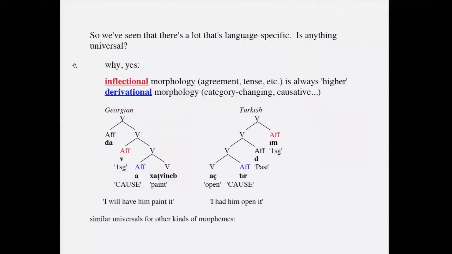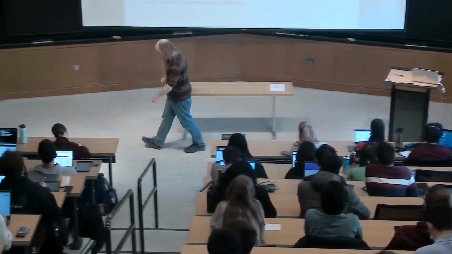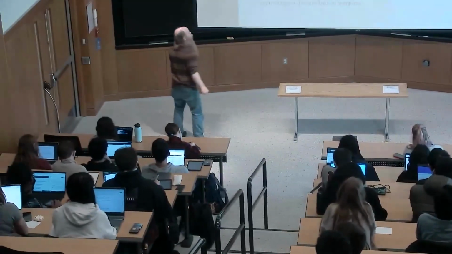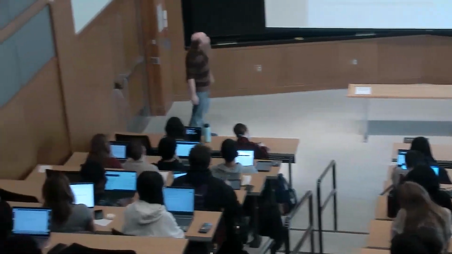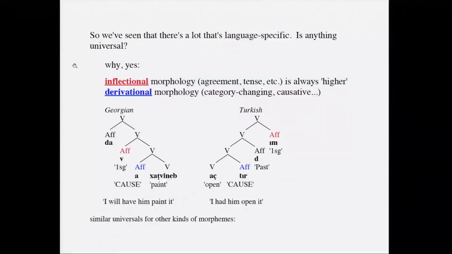I just want to try to convince you that even in morphology, which is what we're starting with, there are some things that maybe are reliable cross-linguistically. So here's a Georgian verb and a Turkish verb. I don't know either of these languages, so I had to pick examples that had a different verb at the bottom. So in Georgian, you've got paint, and in Turkish, you've got open. But otherwise, these verbs are the same. The Georgian one means I will have him paint it, and the Turkish one means I had him open it. Okay, they aren't the same.